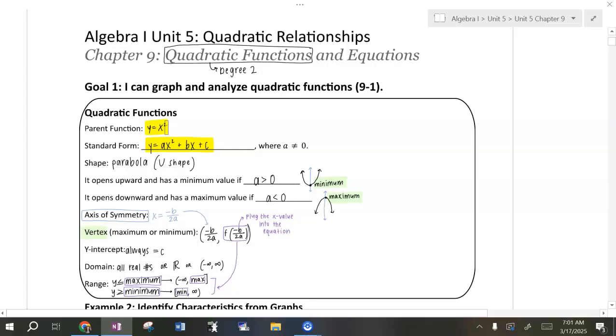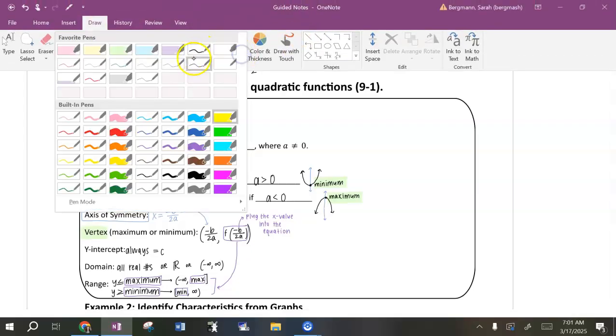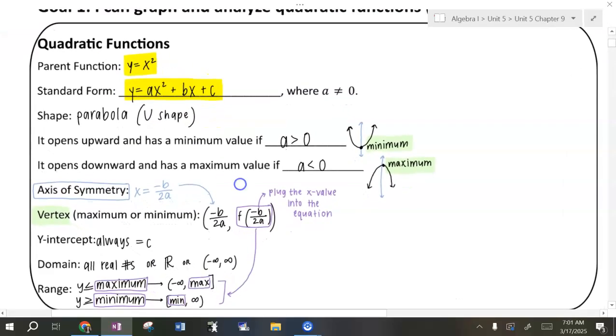In standard form, the equation is going to be y equals ax squared plus bx plus c, but a can't equal 0 because then you wouldn't have x to the second power. So it's similar to the linear standard form, where in standard form for a linear, it was ax plus by equals c. This one's a power of 2, so that's why it's ax squared plus bx plus c, and that's equal to y.